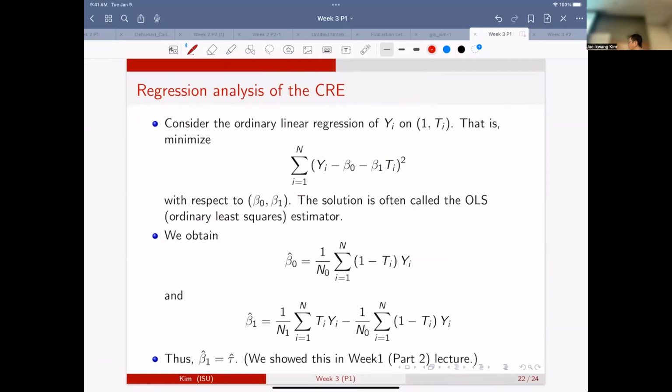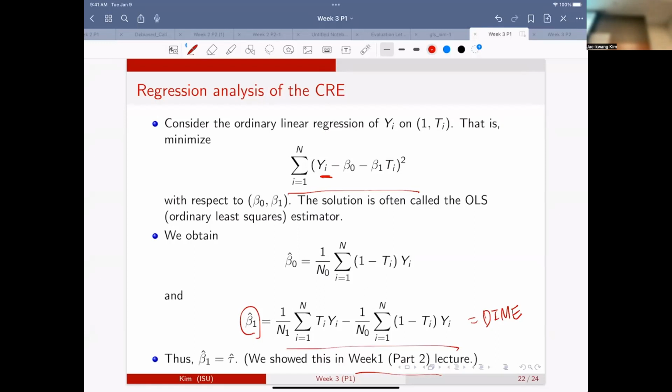Now here's another interpretation. Rather than using the potential outcomes, you can directly use the observed data and estimate the parameter using regression. We already discussed this, right? If you just apply regression of Y on Ti, the ordinary least squares slope estimate is equal to the difference-in-means estimator. We showed this already.